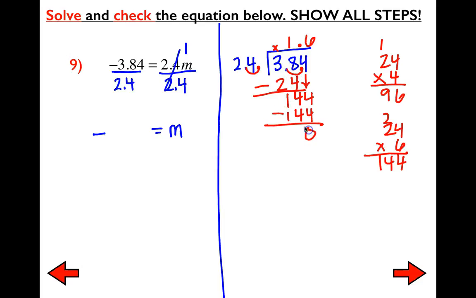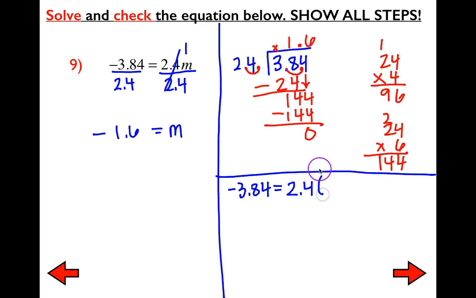So that's perfect. So my answer is going to be negative. See, notice I already have my negative sign there. I can't obviously forget it because I wrote it down already. Negative 1 and 6/10. But once more, before I claim that this is my final answer, I need to check my work. So I'm going to go ahead and put negative 3 and 84 hundredths equals 2 and 4/10, and let's go ahead and replace that with my answer of negative 1 and 6/10.